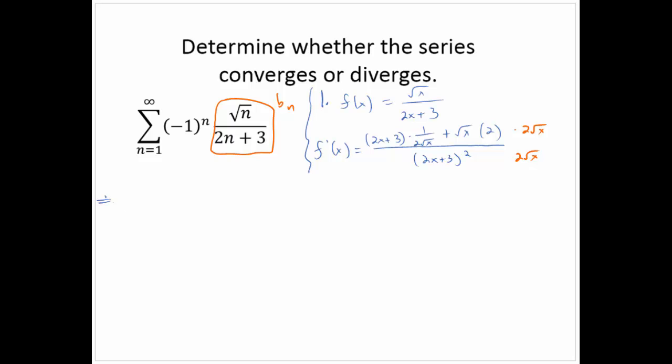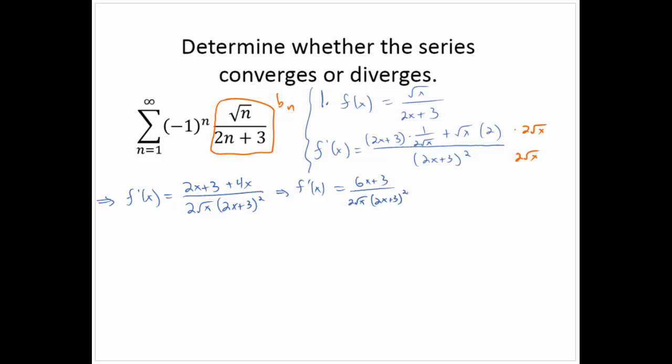So then continuing here, f prime of x is, let's see, that would give me a 2x plus 3. Root x times 2 times root x, that would be 4x. Over, let's see, I'd have a 2 root x and a 2x plus 3 squared. The numerator simplifies further as 6x plus 3 over 2 root x times 2x plus 3 squared.